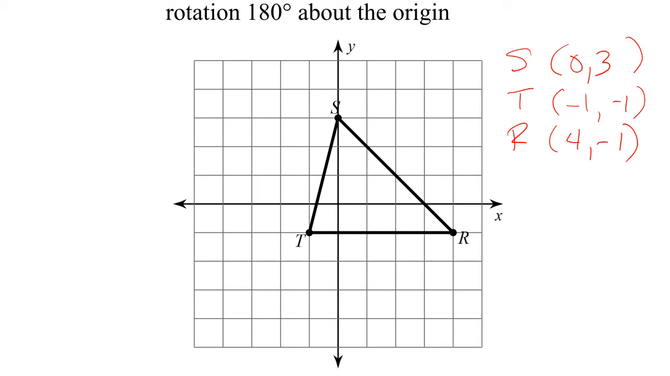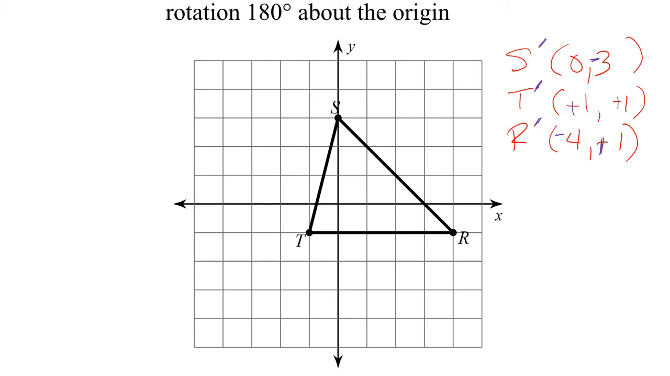Okay, 180 degrees means change the sign of everything. So I'm going to switch colors. 0 does not change, just change the 3 to a -3. On those ones, they both go to positive. The 4 changes to a negative, and that -1 goes to a positive. So now, because I switched the signs of everything, I can now put the prime signs here.